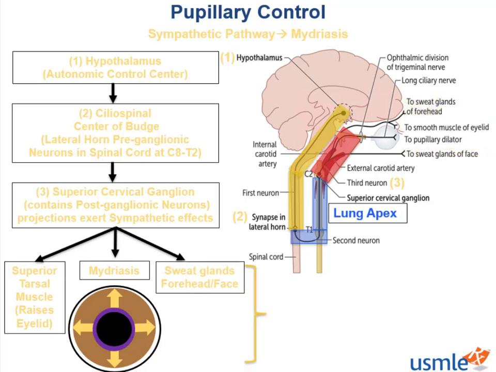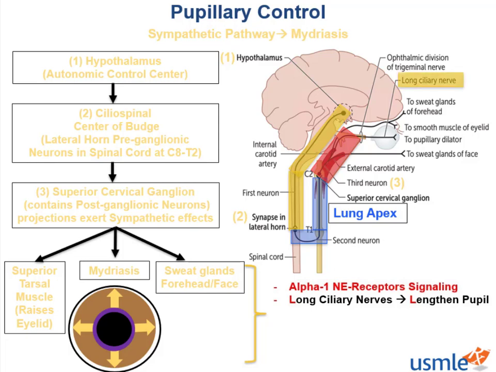Overall, there are a few key things I want to point out about this pathway. First, signaling occurs via alpha-1 norepinephrine receptor signaling. Also, the long ciliary nerves are responsible for carrying sympathetic fibers to the dilator pupillae muscles of the iris. Use the L's in long and lengthen to remember that the sympathetic fibers of the long ciliary nerves lengthen the pupil. Lastly, and most importantly, disruptions of the sympathetic pathway can result in a Horner syndrome, characterized by ptosis, anhidrosis, and miosis. Let me explain.